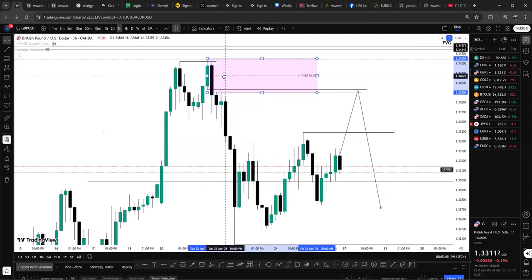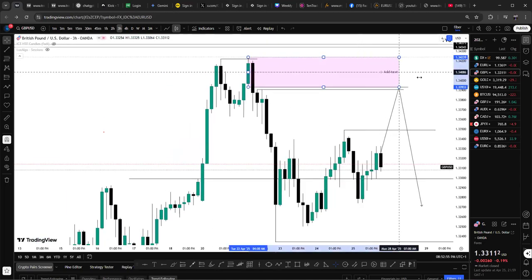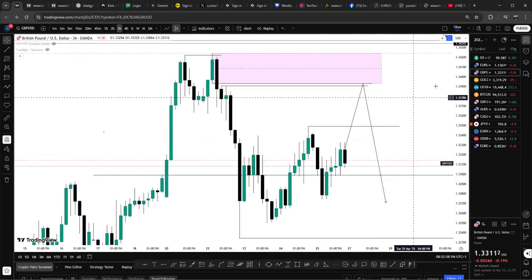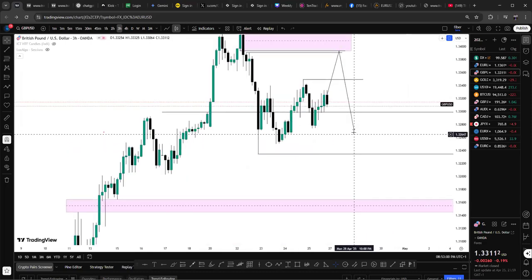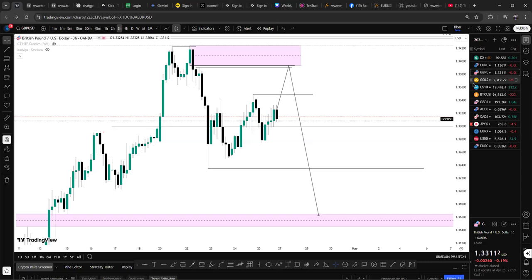So it's not a proper one for us to want to leverage on. For me personally, I'll prefer this other block here, which has to do with this fair value gap. So that's what I will be looking for on GU. And from there, we can be selling down to this fair value gap. All right, so that's GBP USD. Let's look at gold.